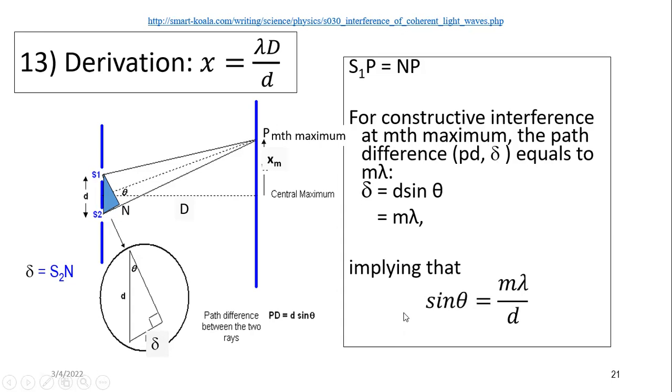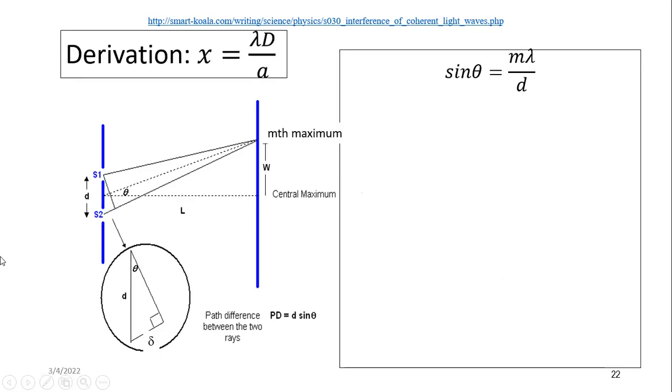Implying that I want to make sin theta the subject, take the d across there, divided by d. So that is your path difference, the extra distance that the wave from S2 has to travel compared to S1.